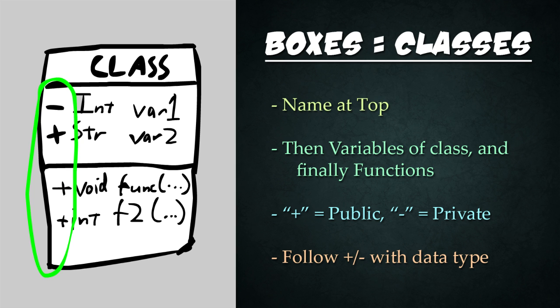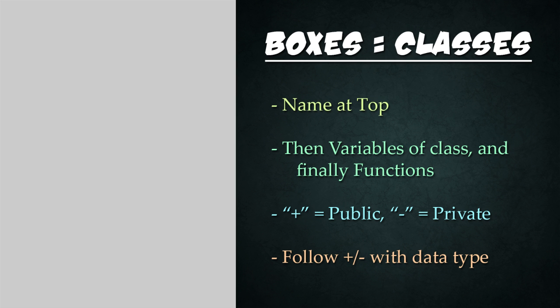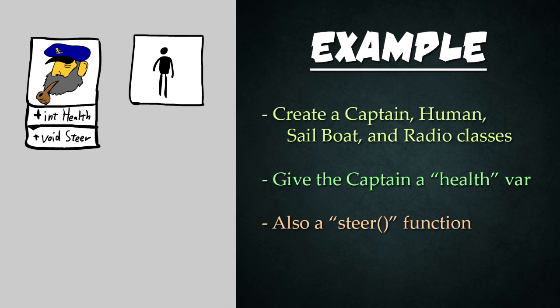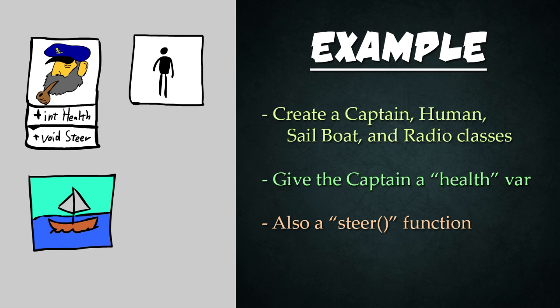Being as how we use Python, we probably won't be using private variables or functions, but it's good to know that it's there. So after declaring it as public or private with the plus or minus sign, be sure to declare the type or the return type of the variable or function. For example, an integer, a float, a boolean, a string, whatever it may be. So let's start an example that we'll be carrying through as we learn more about UML. We'll create a simple captain, and he has health as a variable, and he has the ability to steer, or a function called steer. Then we'll create a human. Also, we'll go ahead and create a boat and a radio.